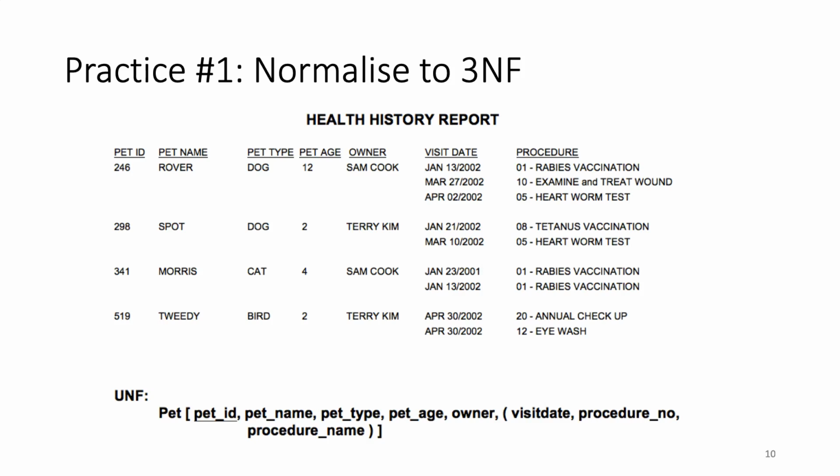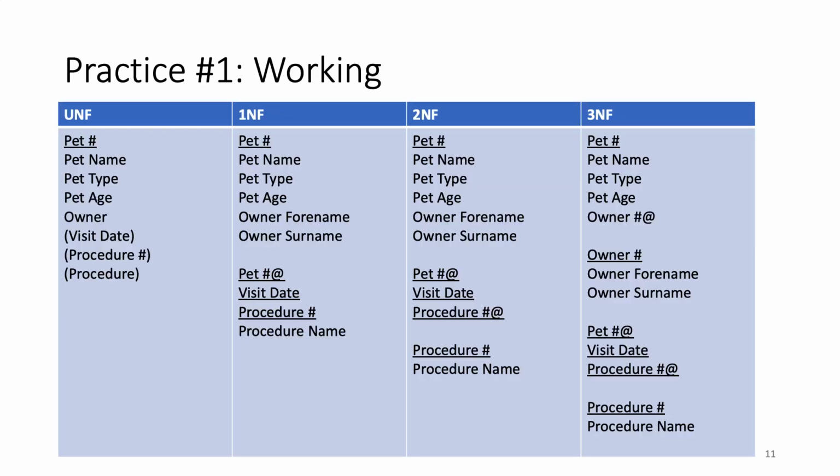So this was a health history report for a pet, and we started with the unnormalized form at the bottom. We had a pet ID, pet name, pet type, pet age, owner, and then repeating groups of the visit date, the procedure number, and the procedure name. So this was what you were first doing. So this was my solution to work through and do it.